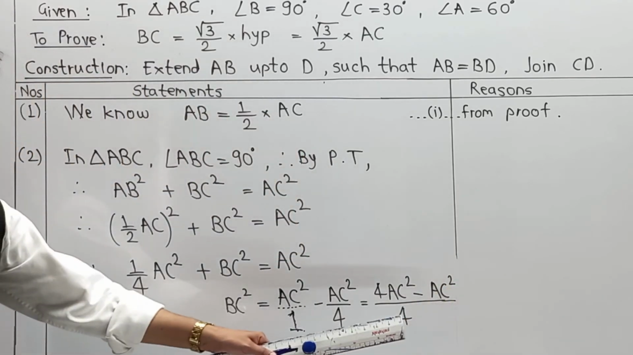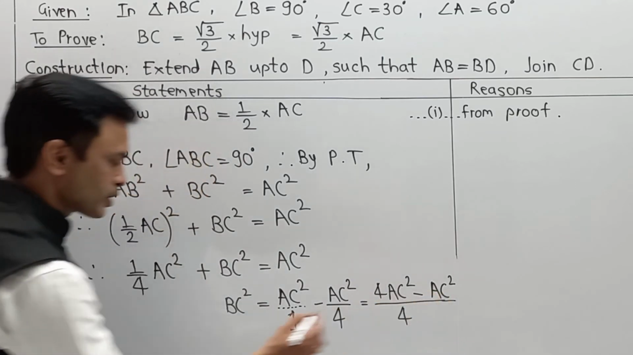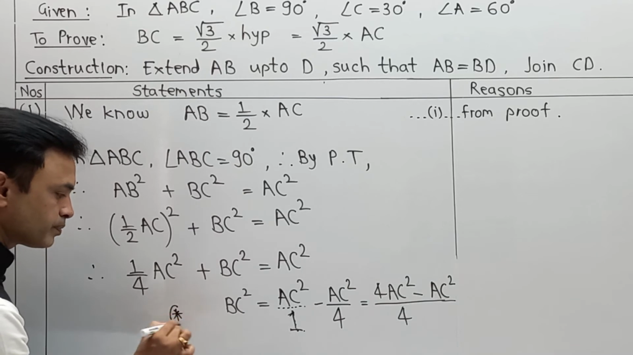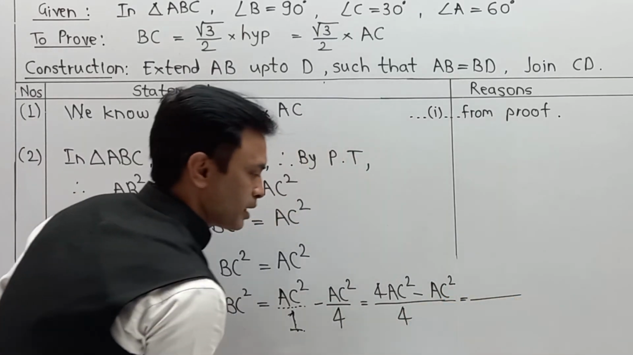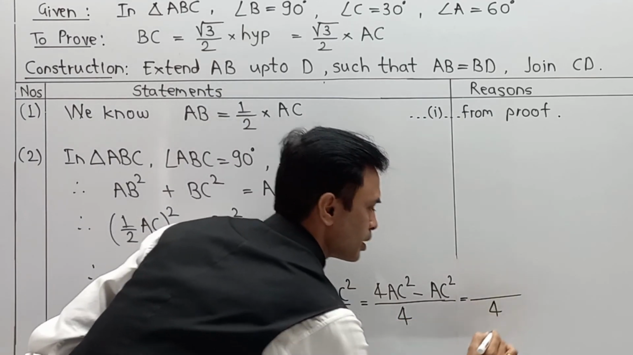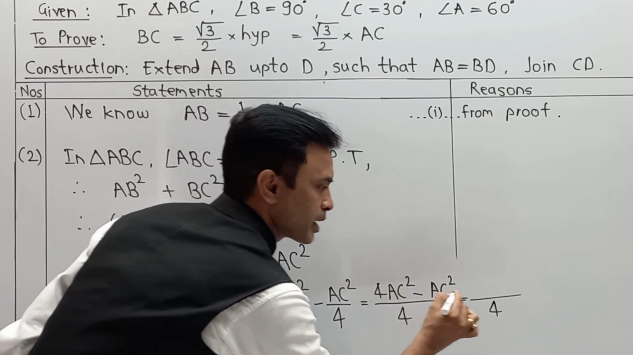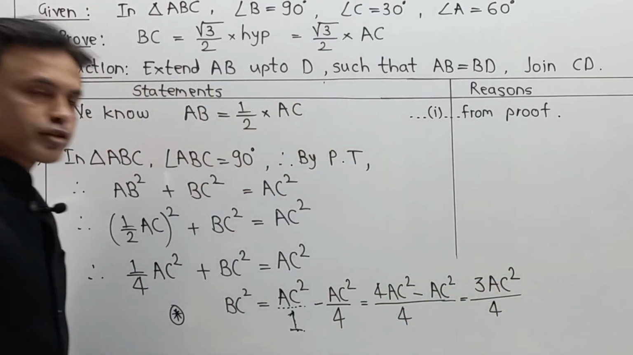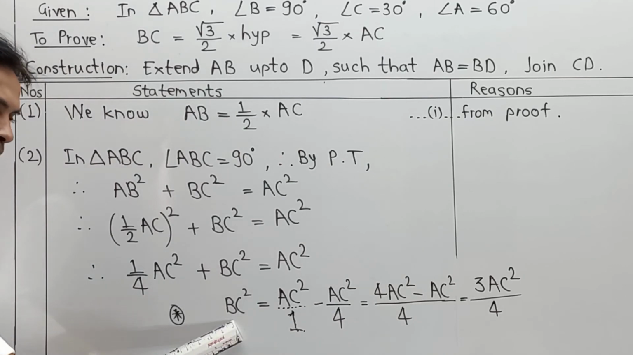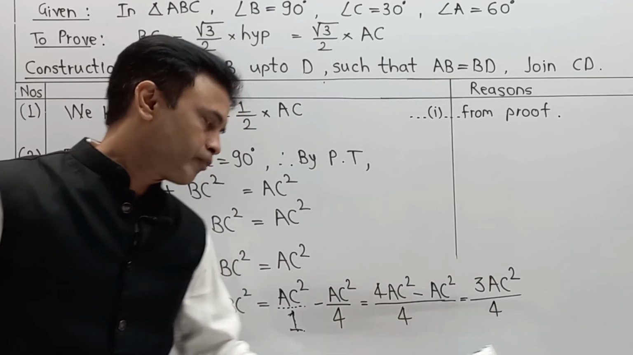Now I am continuing with the simplification so that you can understand this part, because this is the most important step of this numerical. Next simplification: here, base 4 remains as usual. 4 AC square minus AC square becomes 3 AC square. So you get the conclusion that BC square is equal to 3 into AC square by 4.